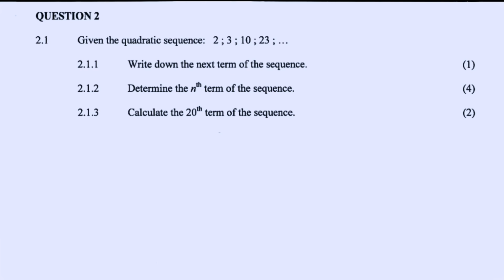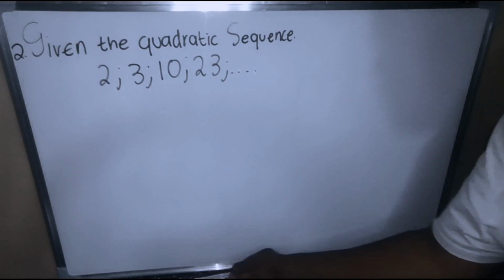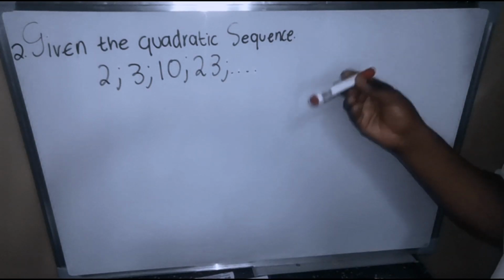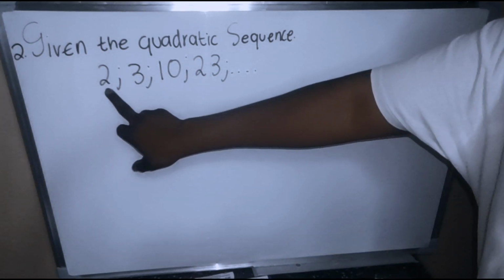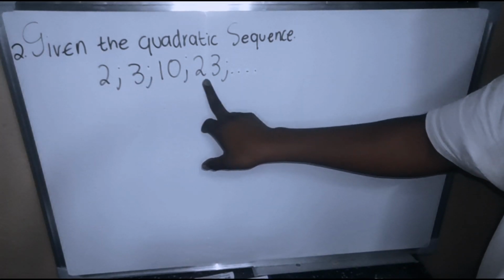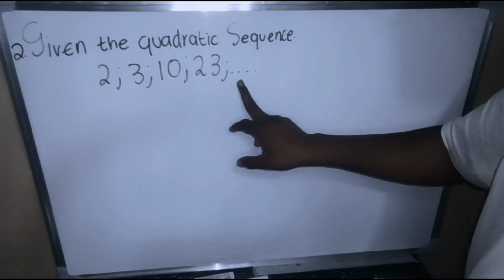Question 2 says, given the quadratic sequence, now note that this is a quadratic sequence, 2, 3, 10, 23, and so on. The first question, 2.1.1, says write down the next term of the sequence. From the given sequence, you must write the next term. Basically, our first term, second term, third term, fourth term, and you must write the next term after 23.